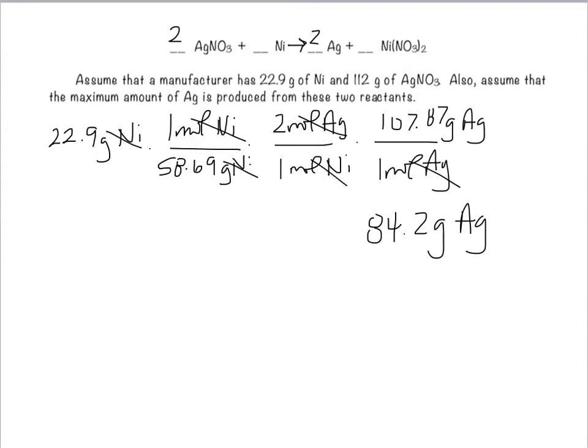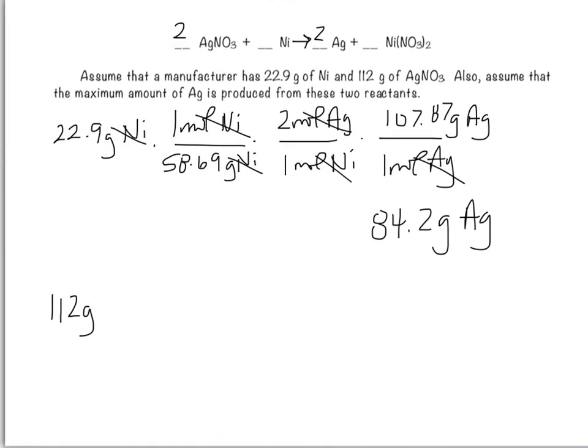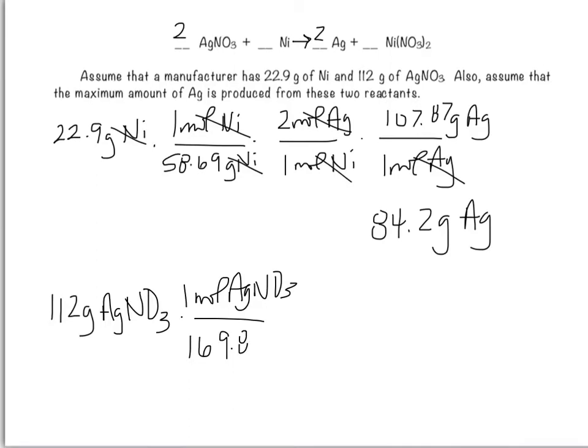I actually have to calculate the amount of silver that's produced from 112 grams of silver nitrate. So let's do that. All right, so I have 112 grams of silver nitrate. And I want to convert that to moles, so I know every 1 mole of silver nitrate has a mass of 169.88 grams of silver nitrate. Grams of silver nitrate cancel.